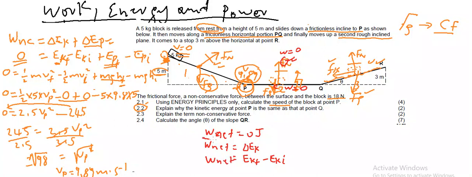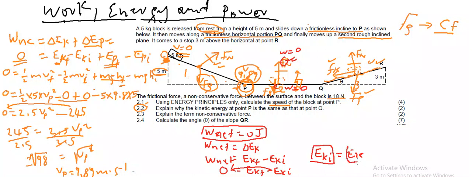The net work we got there is 0 because nothing does work there, so we have 0, which is equal to EK final minus EK initial. Now if we transpose one of the two, we will have, for example, EK initial is equal to EK final. When you take this one to the other side the sign changes and becomes positive. This is the initial position on this horizontal path, this is the final position. So the kinetic energy here is equal to the kinetic energy here, as you can see, final and initial are equal.